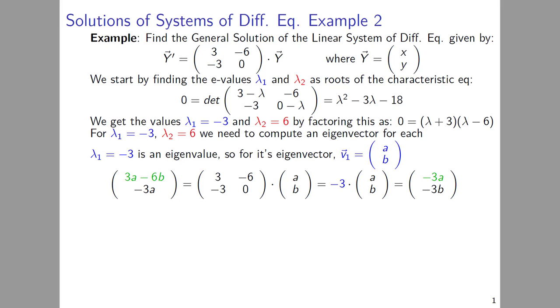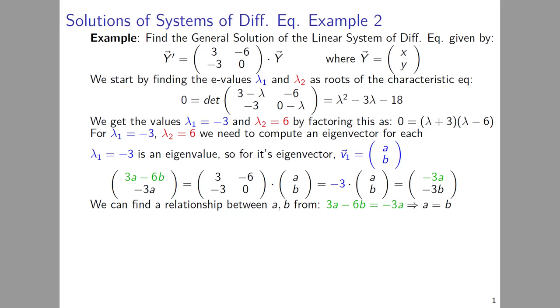And we can find a relationship between a and b by looking at either our top component or our bottom component. In the top component, we have 3a minus 6b is equal to -3a. If we subtract 3a from both sides and divide by -6, we get that a is equal to b. Notice that if we had used the bottom components, we would have had -3a equals -3b, and also found the same relationship that a equals b.